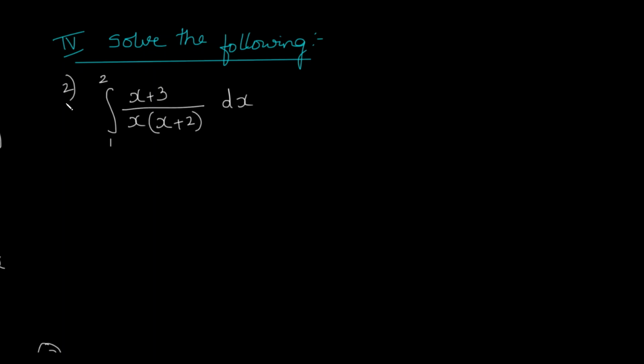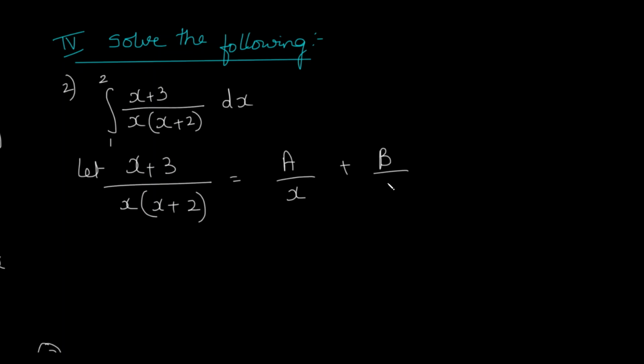We go to the second sum, second question. The integral 1 to 2 x plus 3 upon x into x plus 2 dx. Now in this case, it has to be done by the method of partial fractions. As you can see in the denominator, if you're thorough with the previous lesson, chapter 5, you will know that this has to be solved initially by partial fractions. So here we write let x plus 3 upon x into x plus 2 as a upon x plus b upon x plus 2.